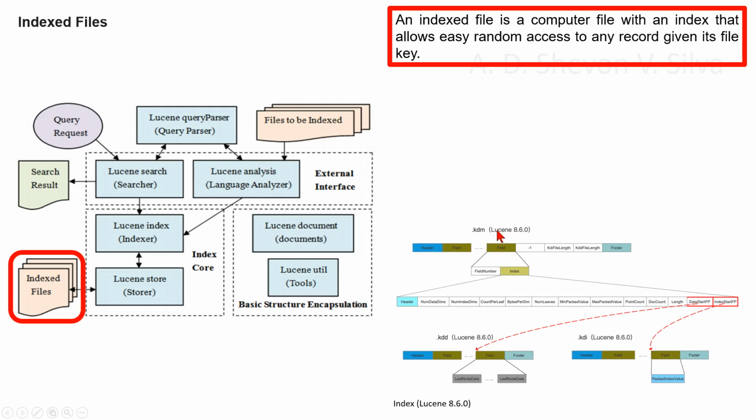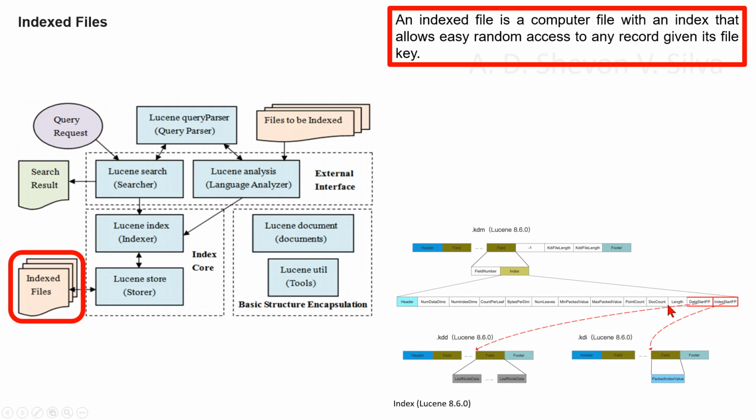Here you can see the .kdm. It has a header, fields, and -1, .kdi file length, .kdd file length, and footer. In the field you can see the field number and index. Index consists of header, num data dims, num index dims, count per leaf, bytes per dim, num leaves, min packed value, max packed value, point count, doc count, length. Data start FP is connected to .kdd, and index start FP is connected to .kdi.